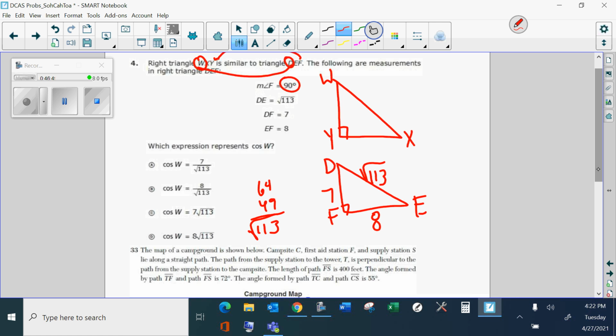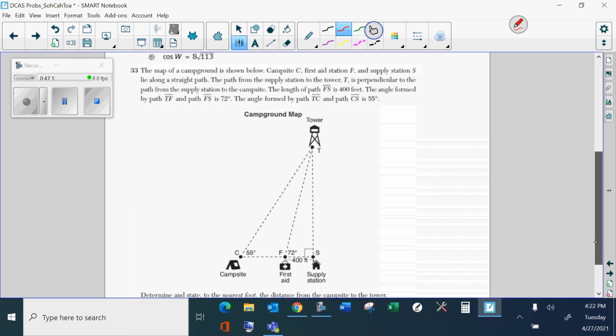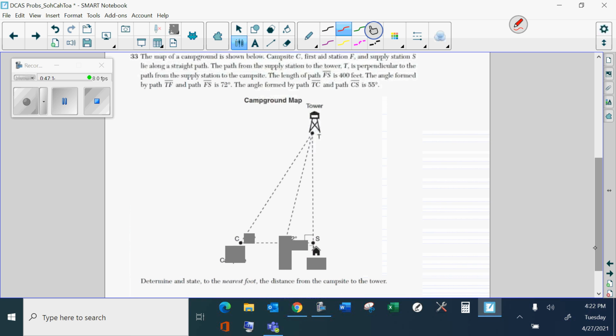Cosine of W matches up with cosine of D, which then is adjacent over hypotenuse, 7 over square root of 113. Right there. Okay. You've got to be able to go from one triangle to the other. Guaranteed to be on the DCAS. Seen it every year, each year.